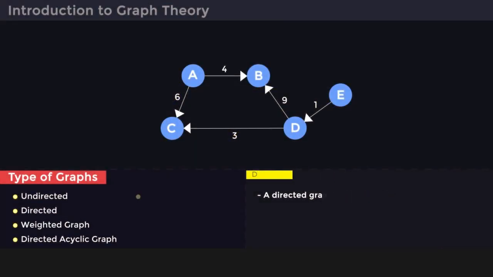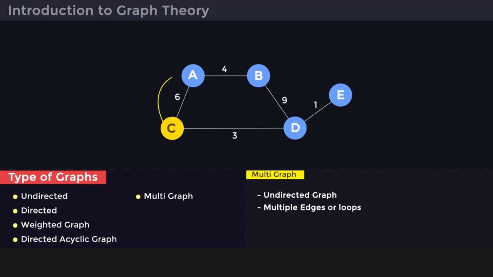The next type is multigraph. A multigraph is an undirected graph in which multiple edges or loops are allowed. So what is exactly a multiple edge? A multiple edge, or parallel edges, are two or more edges that connect the same two vertices. In this example, vertex A and vertex C are connected with two edges. So there's also a loop in our illustration. A loop is an edge that connects a vertex to itself, just as is observed for vertex B.